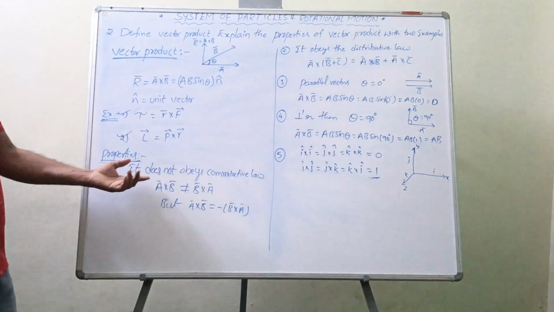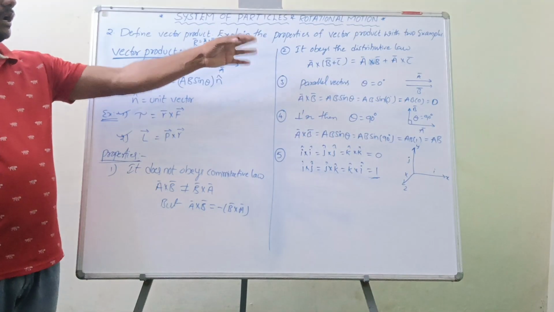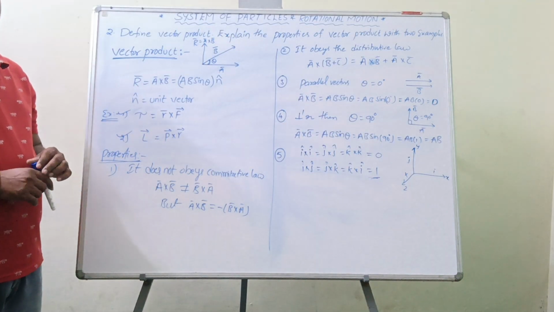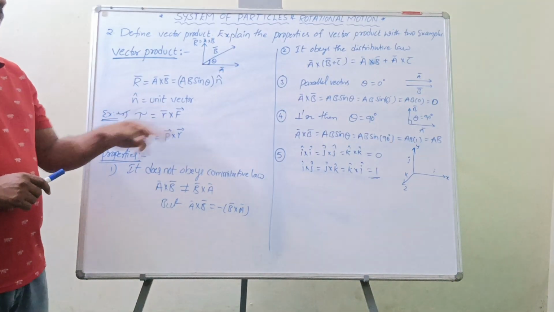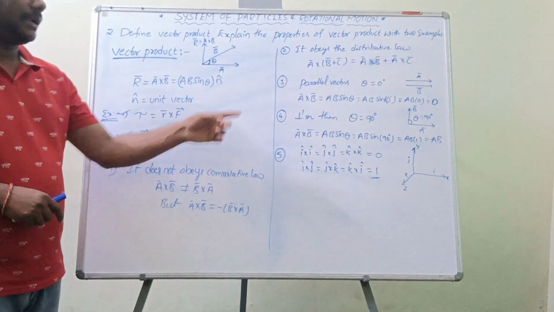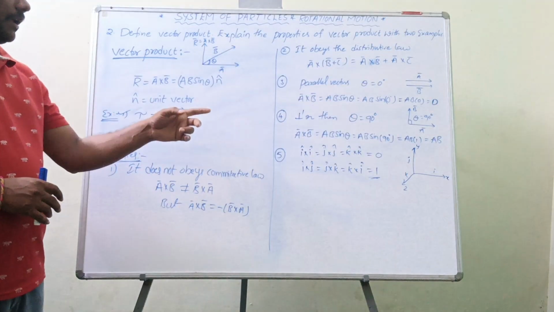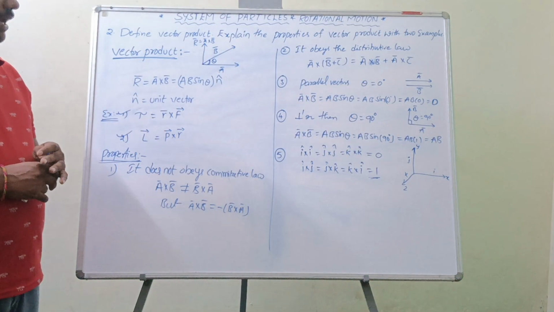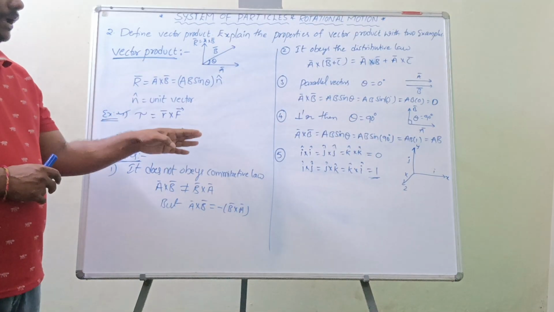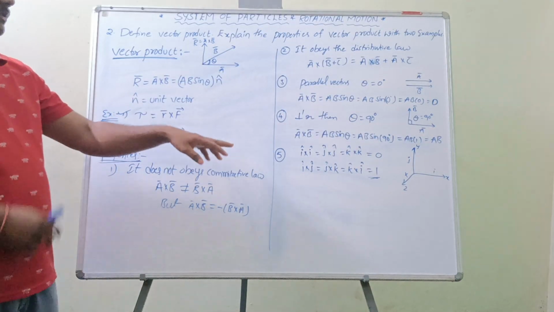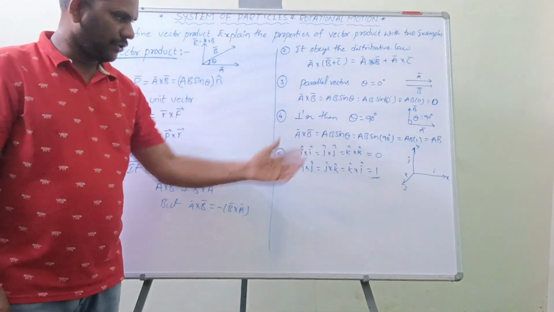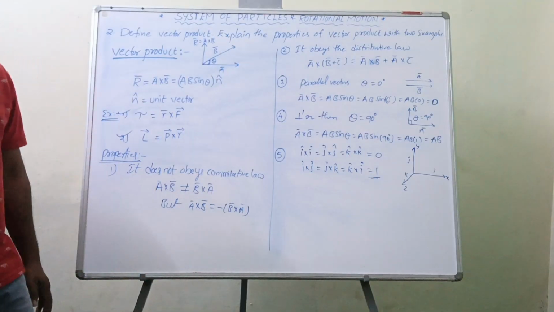So the properties: it does not obey the commutative law, it obeys the distributive law. And third, two parallel vectors give the null vector, and for two perpendicular vectors, theta is equal to 90 degrees, it gives ab. And i and j perpendicular give 1, while parallel vectors give 0.